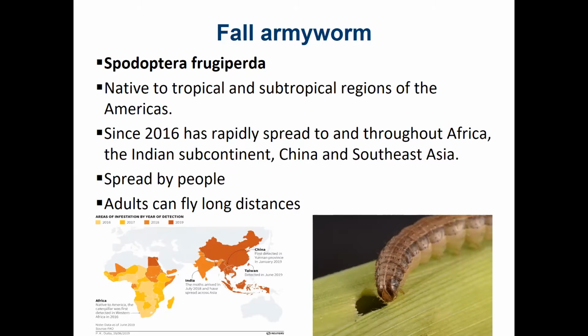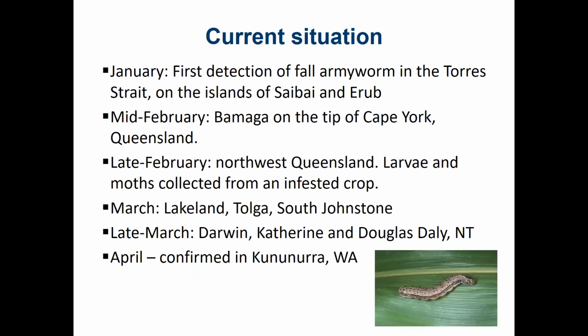It is spread by people, but studies have shown that it's also very capable of traveling long distance on its own in a fairly short period of time. The fall armyworm was first detected in the Torres Strait Islands in January. Shortly afterward, it was detected on the tip of Cape York, and then larvae and moths were found in northwest Queensland by late February. It was found across a larger area in Queensland during March, and recently in late March, it was confirmed in Darwin, Katherine, and Douglas Daly in the Northern Territory.